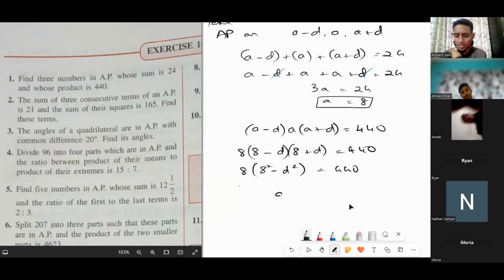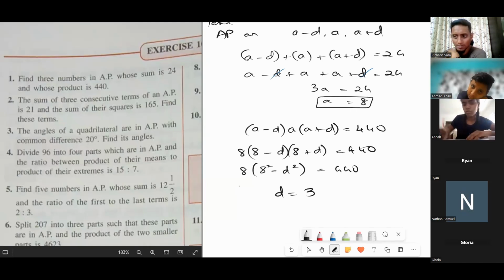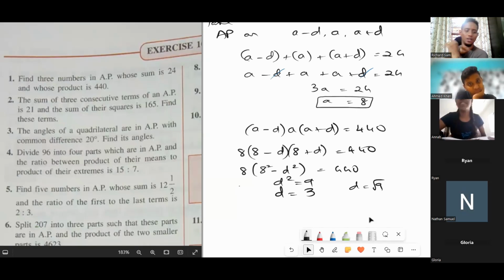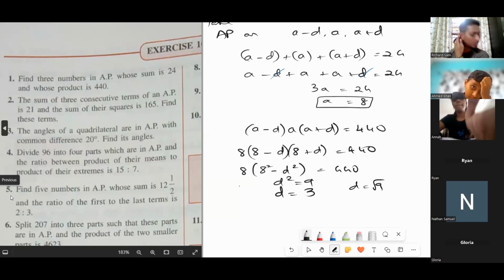Okay, the answer for this D will be 3. Anna, if you got 9, is that D square is 9 or D is 9? D square. If D square is 9, then D will be the square root of 9. Oh, okay. So that is 3. Okay, the next question is the fifth one, very similar to this. All of you do this fifth question from my book.